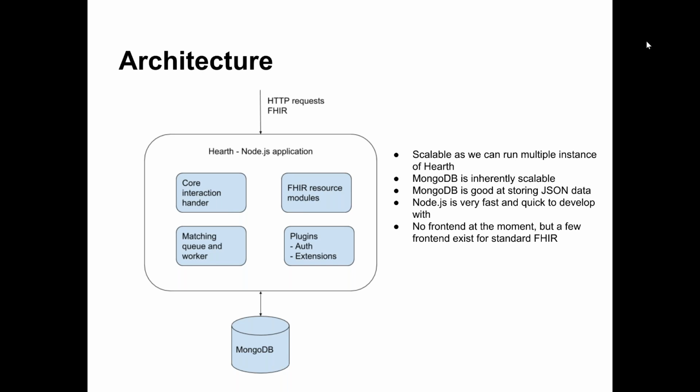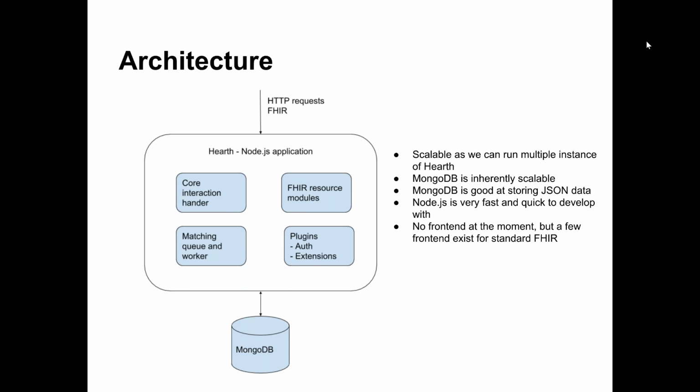So we want to store binary data differently than we store normal resources. So we have a custom FHIR resource module there to store binary data using GridFS, which is a different technology that we use to store that. But it's basically just an extensible mechanism to allow us to do some custom logic when handling particular resources.